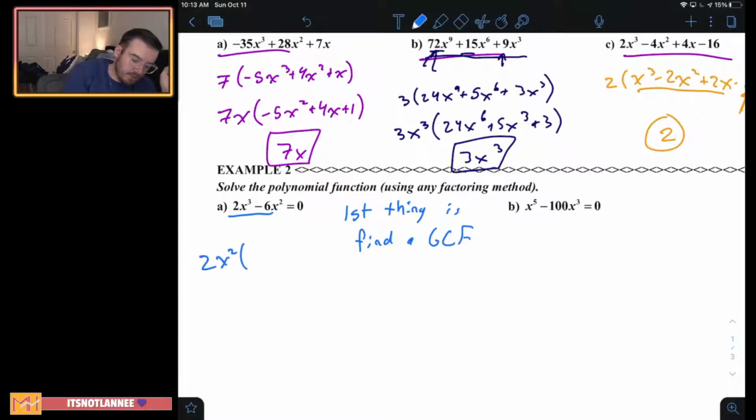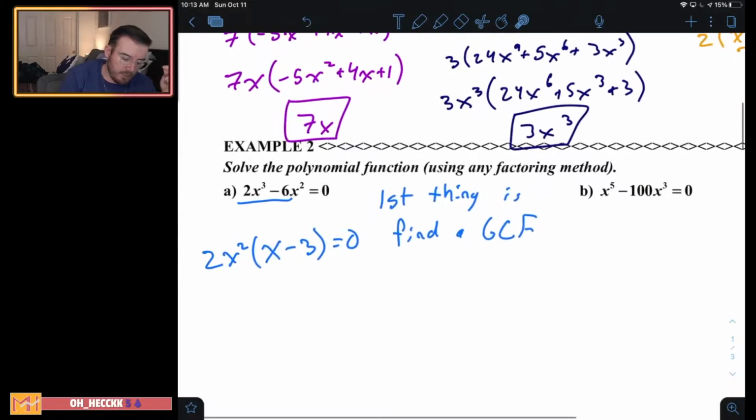So when I take 2x squared out, I'm just left with an x. And there I'm left with minus 3. If you're wondering how he got to that so quickly, well, 2 divided by 2 is 1, and when I take x squared out, I'm left with only 1x. Negative 6 divided by 2 is negative 3, and when I take x squared out, it's gone.